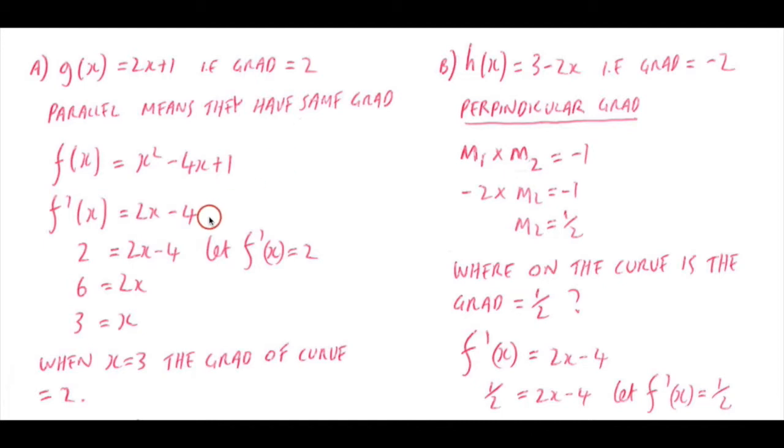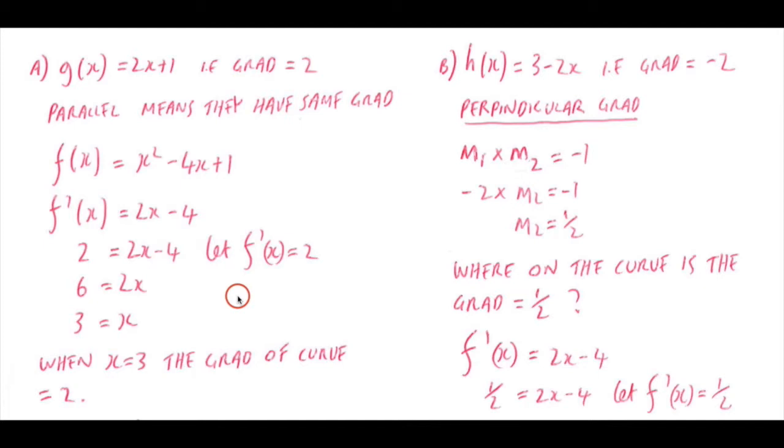I work out its derivative in the usual way. I make f prime of x, the gradient, equal to 2, and I solve for x. So x equaling 3, I have found the value of x for the point on the curve where we have a gradient of 2. So that's the x value.